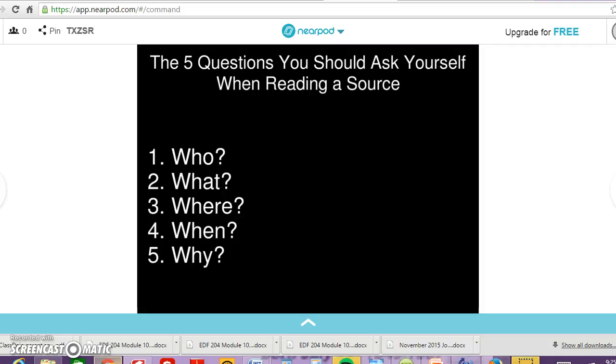Our fourth question is when. When was this source published? Usually, the rule of thumb is 10 years. If it's published within the last 10 years, it's probably credible. If it's over 10 years, some of the information can be outdated or it can be disproven by now. Like something published in the 80s could be disproven in 2010.